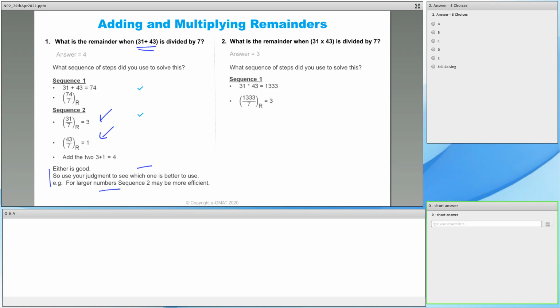Now, if instead of addition, I changed the operation to multiplication, 31 into 43 divided by 7. Here, you could do this multiplication, but it kind of gets a little complicated, right? To actually find the remainder for a complex number like this. This is the place where the beauty of remainders comes in. In such a case, if you used sequence 2, do you see how it's much easier? If I gave you these two options and held you at gunpoint and said, which one will you use? What would make your life easier?